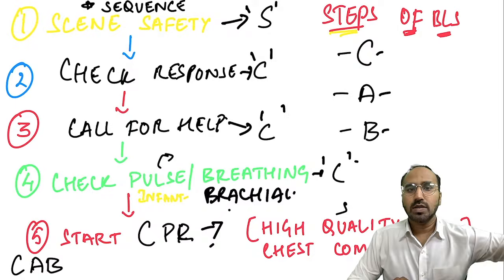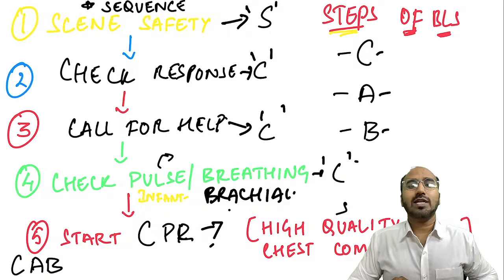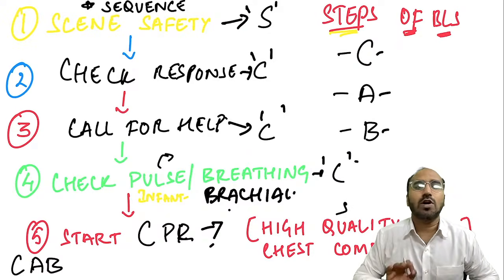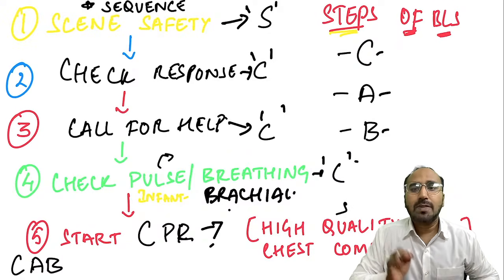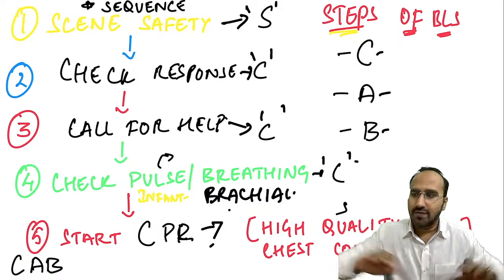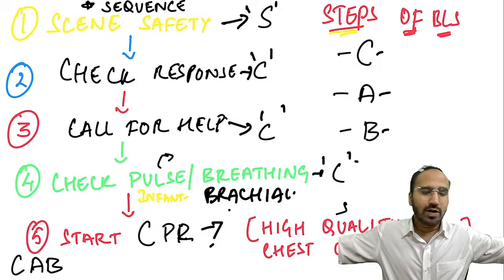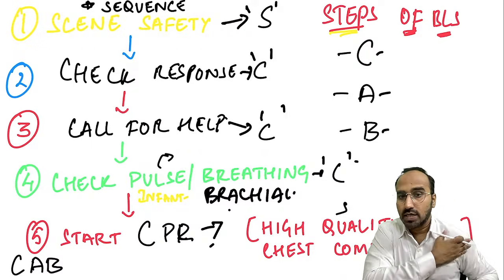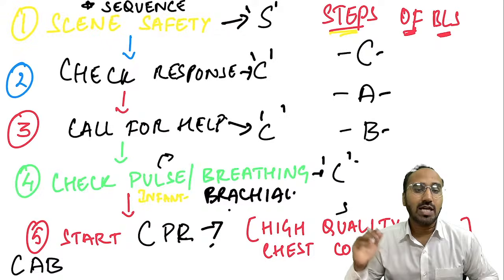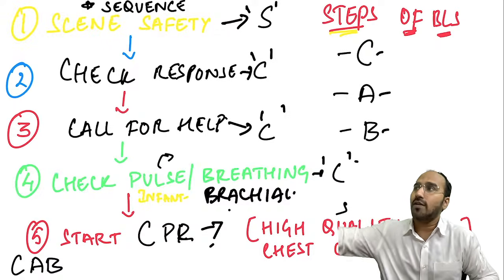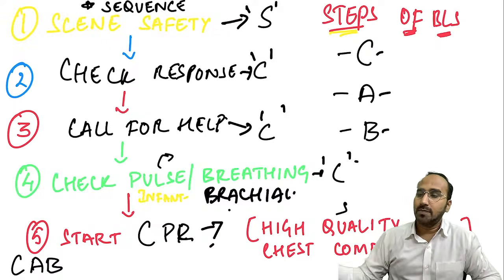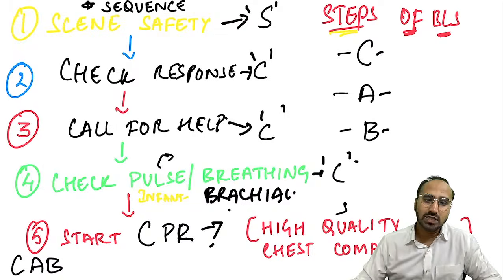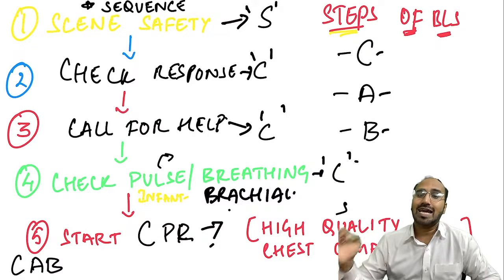Okay, so the steps of BLS are what, guys? Remember in basic life support, SCCS is what we follow. S is what? Whenever any patient collapses, the first step is what? Scene safety. Look for any hazardous material near the patient. Next is what? Check for the response. You tap on the patient and check for the response. If there is no response, you call for help. Why do you call for help? Because the one whom you call for help will get an ambulance or an AED. Next is what? You check for the pulse and breathing.